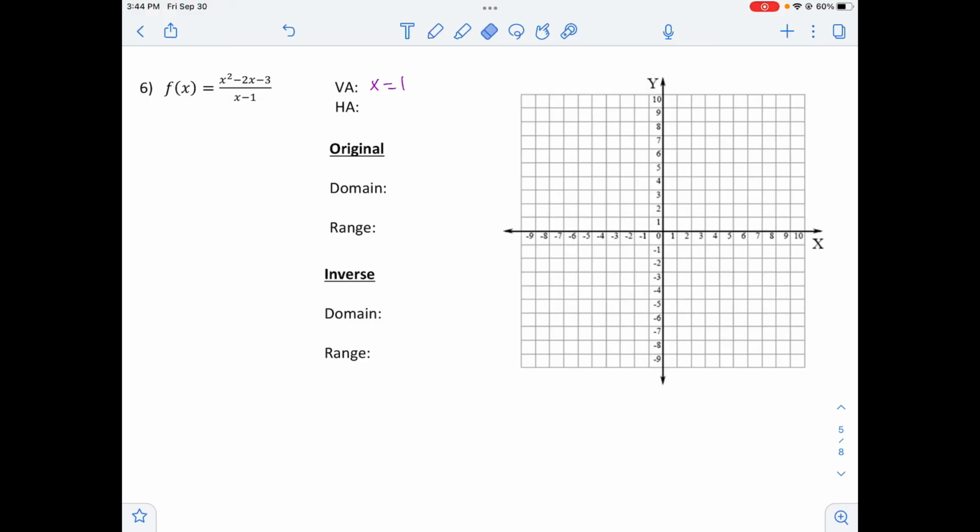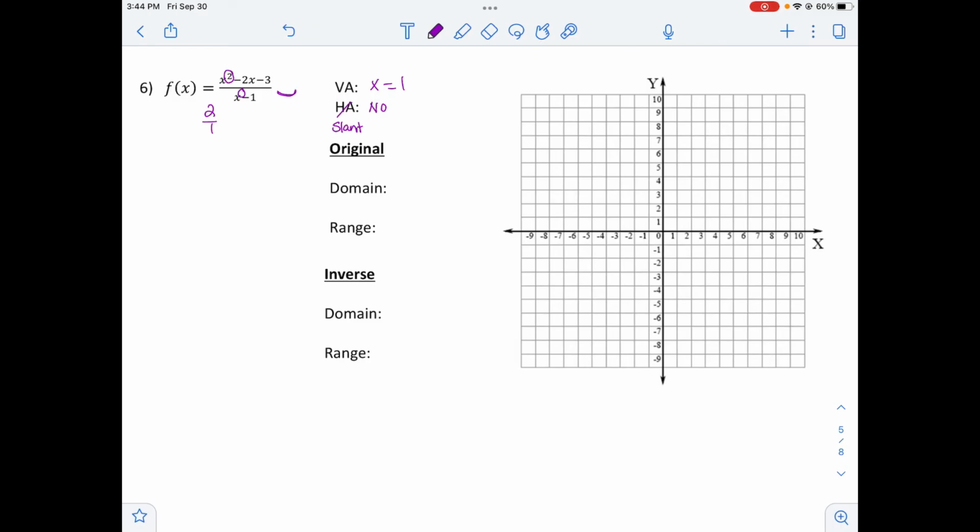Hopefully that's pretty self-explanatory. Now we've got to look at our horizontal asymptote. Normally we have a k out here, but we don't have anything sitting out there, but we can't just assume it's y equals 0 because we have some different things in our numerator and denominator. So we have a degree of 2 and a degree of 1. So 2 over 1. When the top degree is larger than the bottom, we have no horizontal asymptote. But we need to check for a slant.